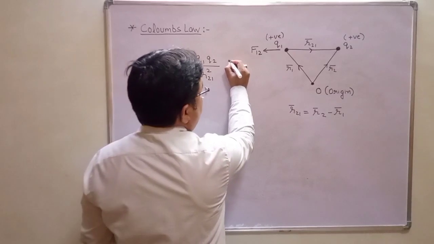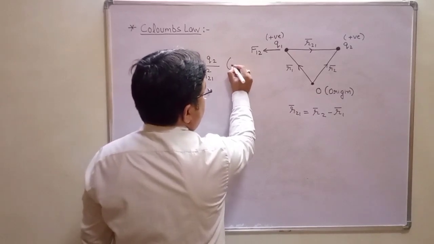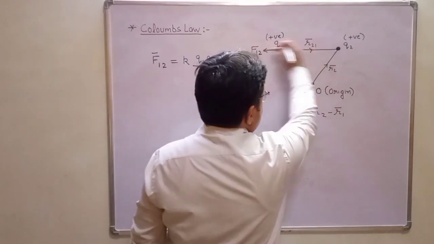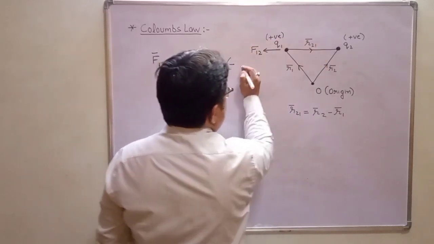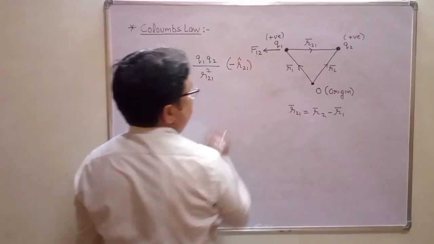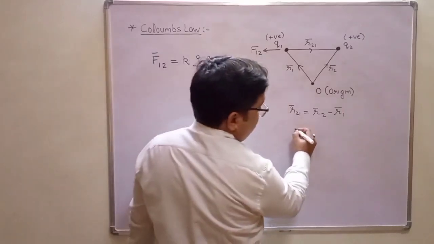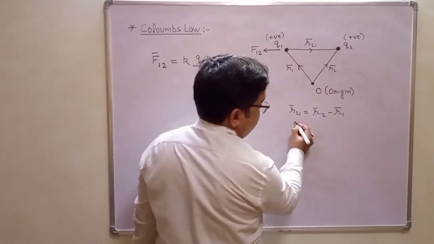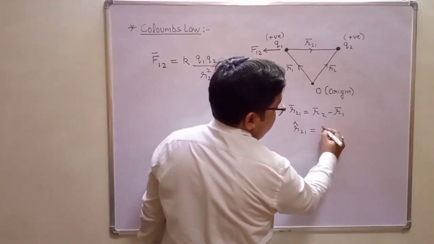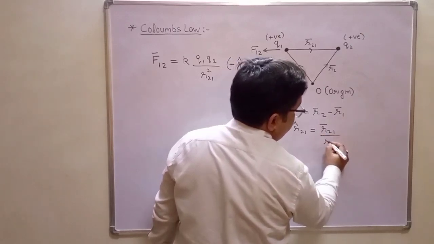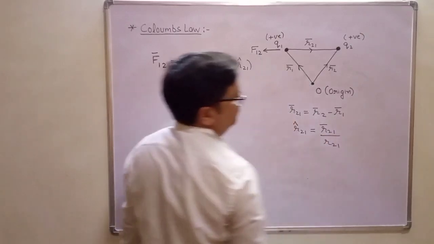Okay, so I can write this as minus sign because it is in left direction, and this direction will be a unit vector r21. This is unit vector. Unit vector you can calculate, you know the relation. Unit vector r21 is given by vector r21 divided by magnitude of r21.